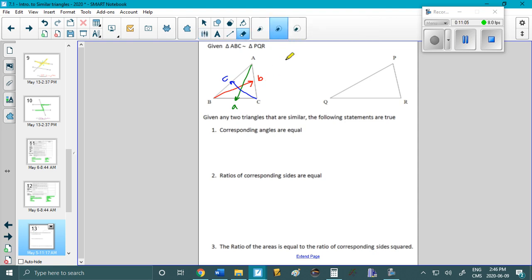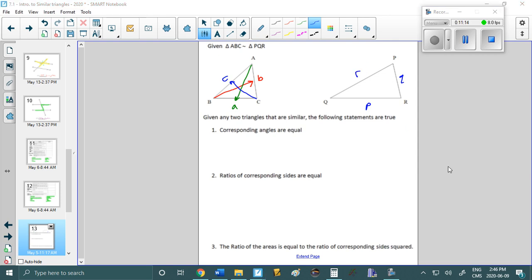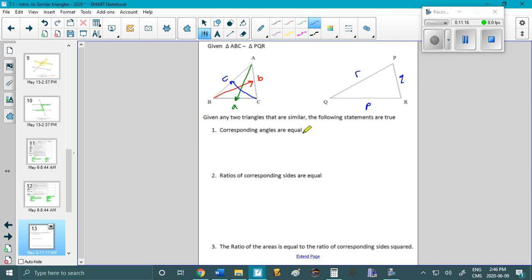But really, we only want one. And then in this one here, this is going to be side P. Q goes across, and R goes across this way. Okay, here we go. Given any two triangles that are similar, so in this case, I have said that triangle ABC is similar to triangle PQR.